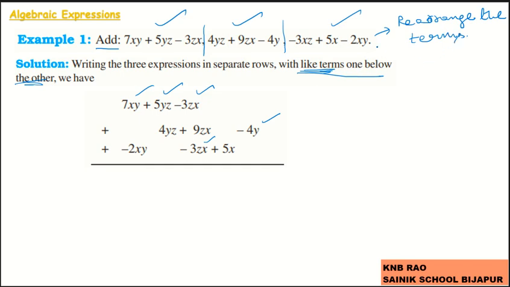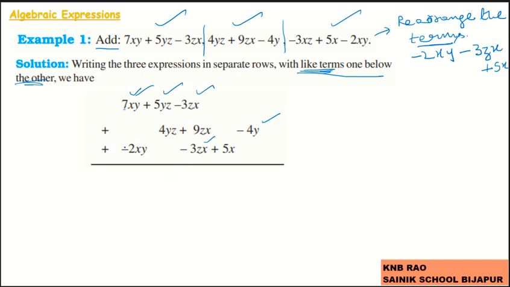See, minus 2xy is a like term to 7xy. 7xy and minus 2xy are like terms. So first I am taking minus 2xy, and this minus 3zx. See, a term is taken along with its sign. The nature of 3xz is minus, so minus 3zx. The nature of 2xy is minus, so I have taken that first. At last, plus 5x, which has no like term at all.